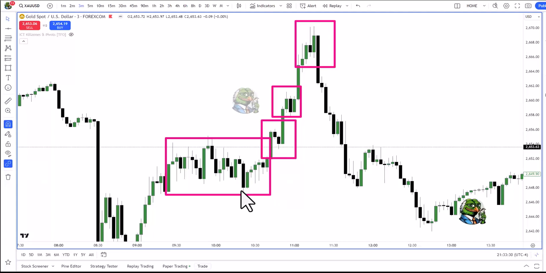Smart money reversal back down to the low of the original consolidation. Okay, so obviously I didn't trade this. I've exited there and I've closed out. But how could we have traded this market maker sell model?